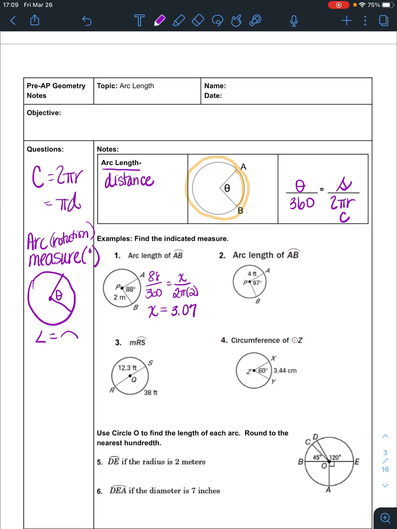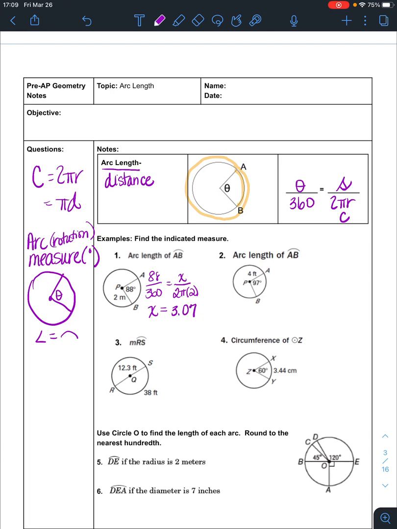Sometimes you might be asked to leave it in terms of pi, so you would do 88 times 4 divided by 360. And that's 44 out of 45. Most of the time, if we ask you to leave it in terms of pi, it's going to be a whole number, or a little bit prettier than that.